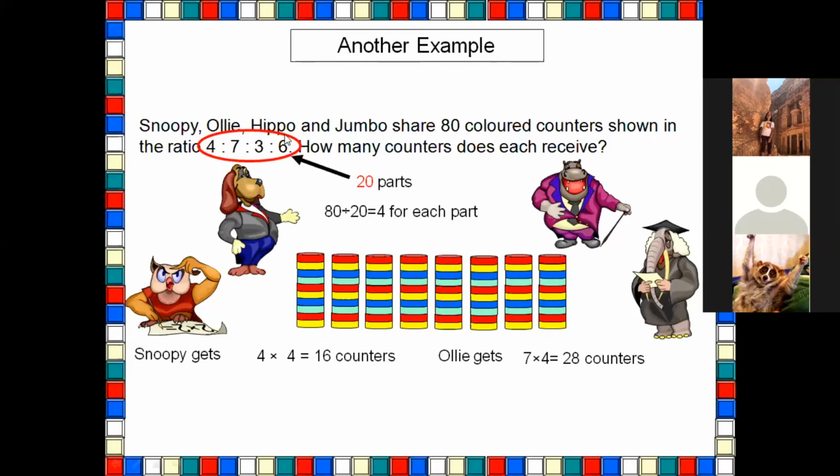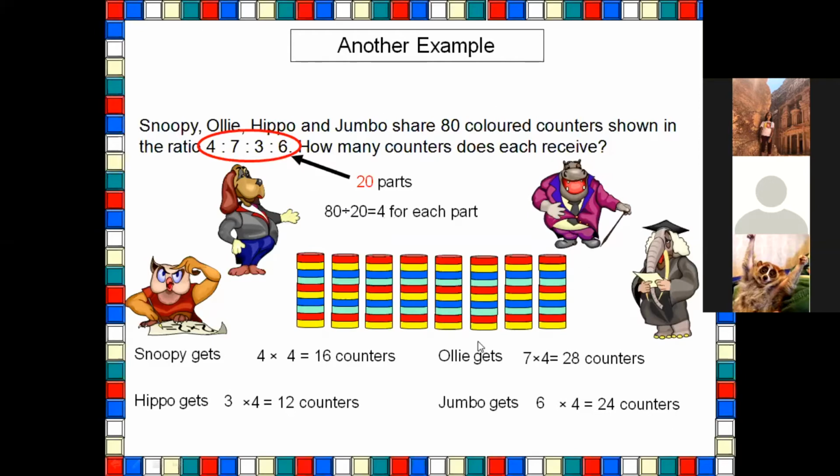Now if you go to Hippo, Hippo is the third name. He has 3 parts. So 3 times 4 for each part, he will get 12 counters. Jumbo, the last one, he has 6 parts. For each part, 4. So 6 times 4, 24 counters.